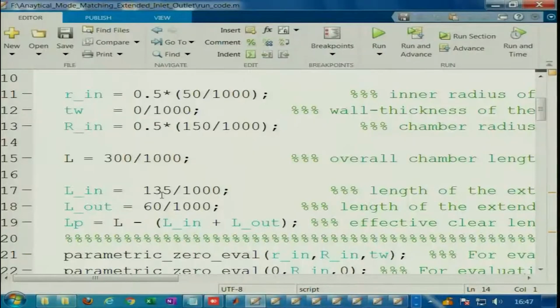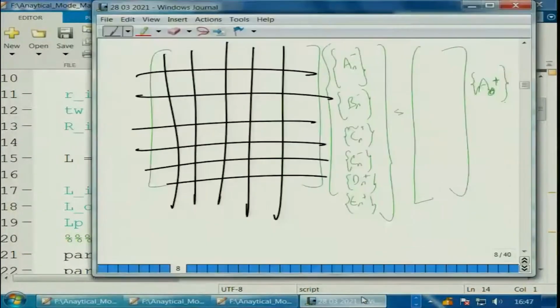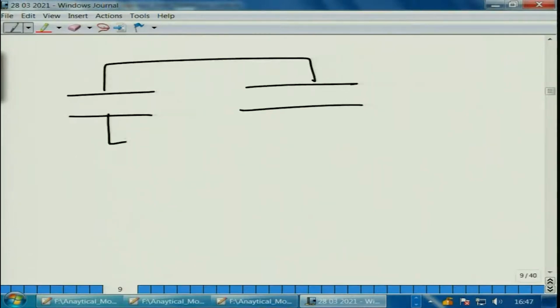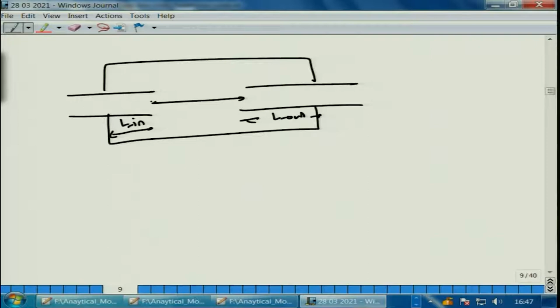If you recall our discussion, this was the formulation. Let us say L underscore in is the geometric length, L underscore out is this length, and from here to here it is LP. Okay, this is LP. So this is the end to end length, or clearance length, you can talk about.